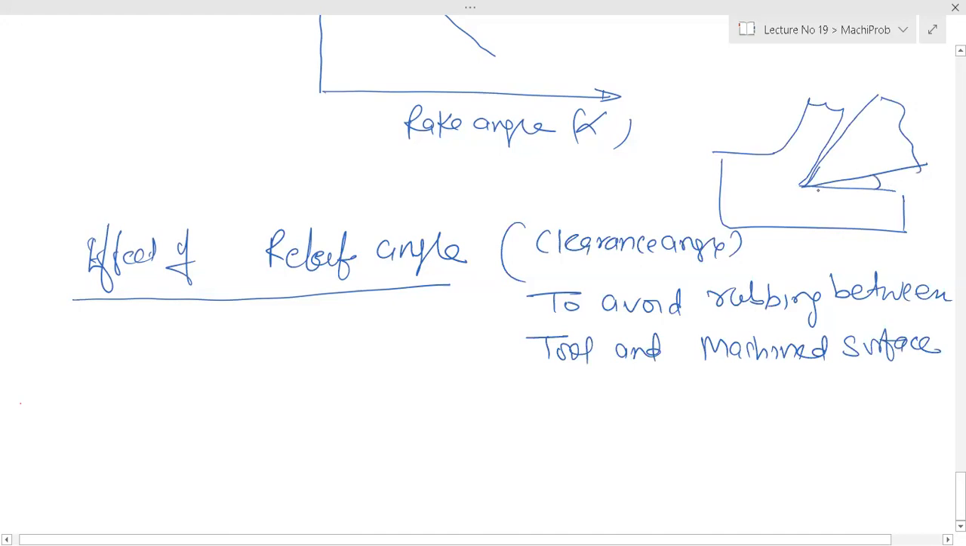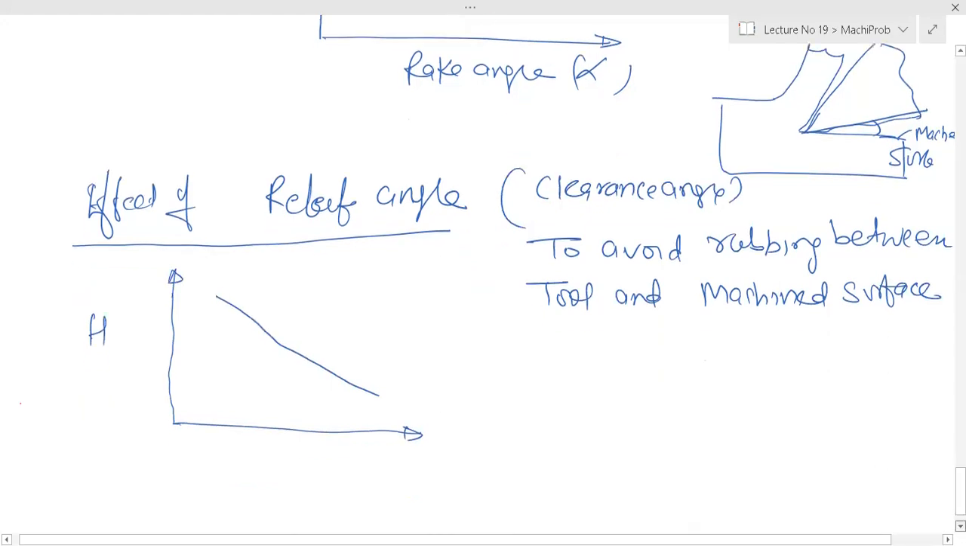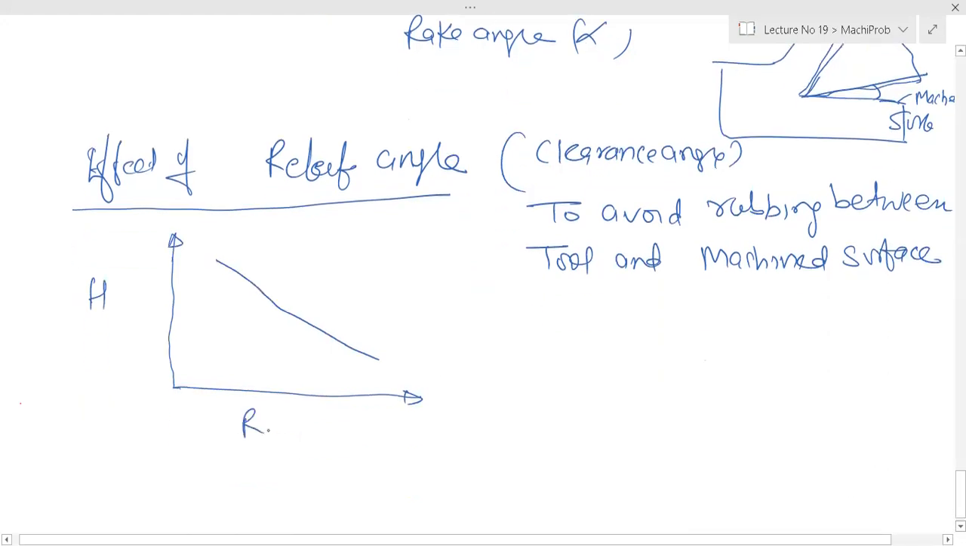So if it is less, there will be a problem because this is the machine surface. So when relief angle increases, your surface finish increases, means H value decreases. So this is your H and this is your relief angle.